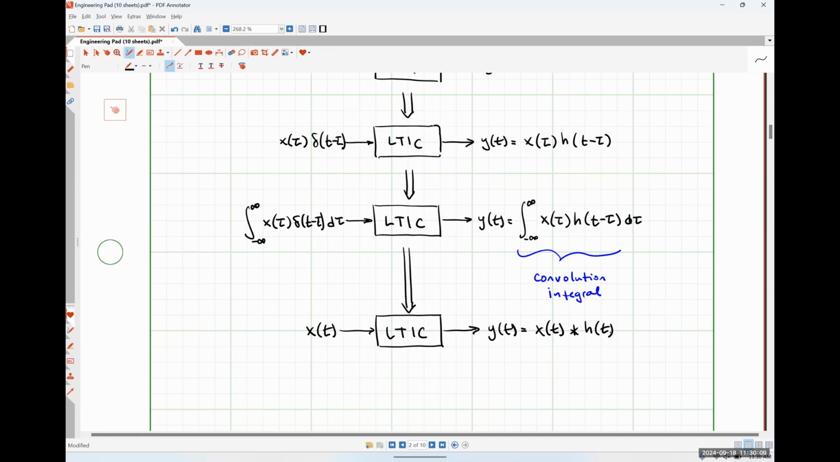So I want to talk about some properties of convolution so that we can know how things kind of work out. Okay.